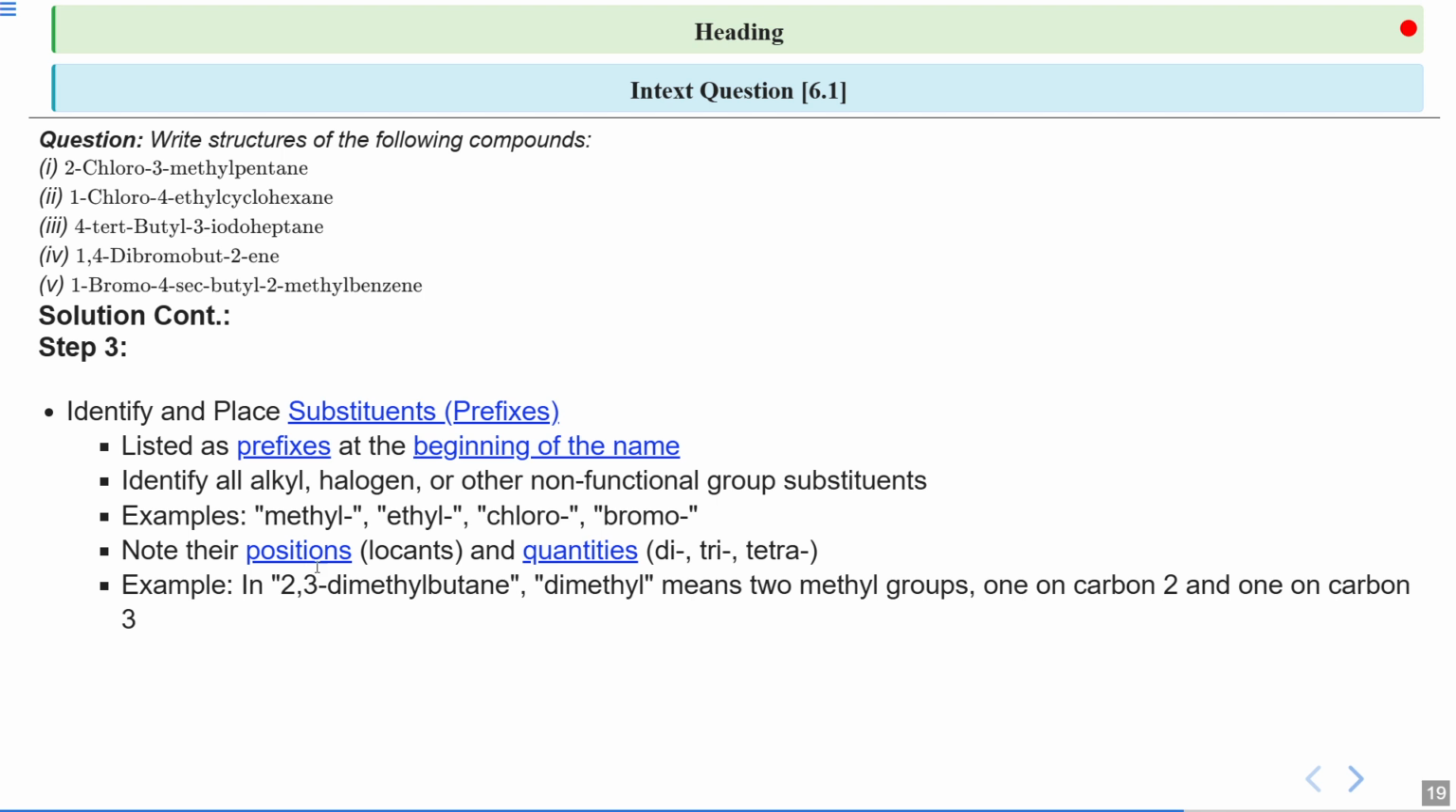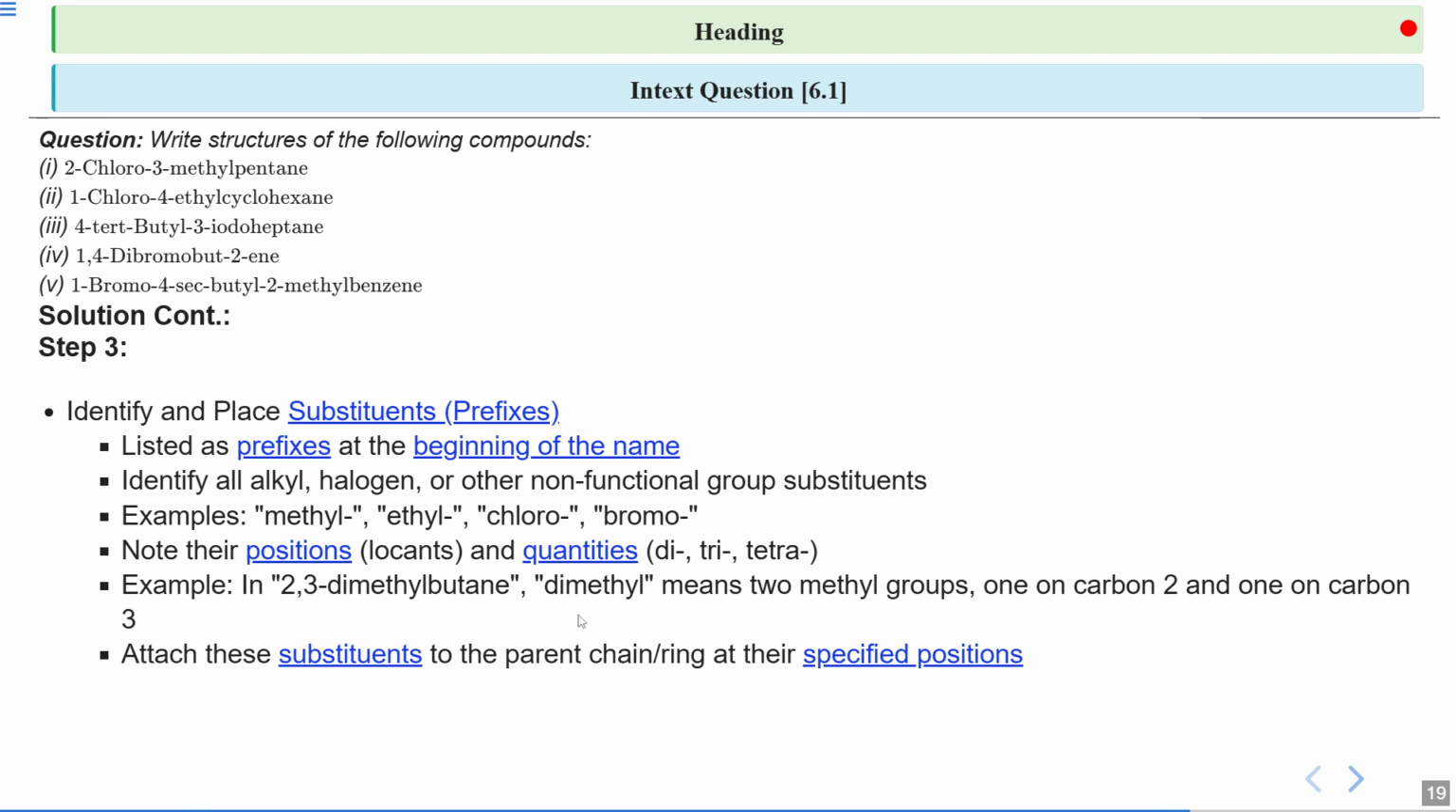For example, in the 2,3-dimethyl butane, what you can identify is that there is dimethyl, that means two methyl groups are present in the structure. There is one on carbon 2 and one on carbon 3. Okay, one is present at the second carbon in the structure and one is present at the third carbon in the structure, according to the parent chain numbering. So at second position we have methyl, at third position we have methyl. That's why we are writing 2, 3, which are the positions of the substituents methyl, and di means its quantity, that they are 2.